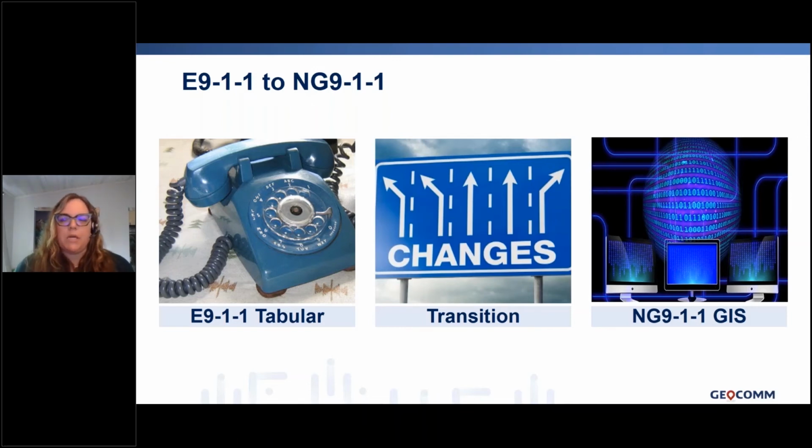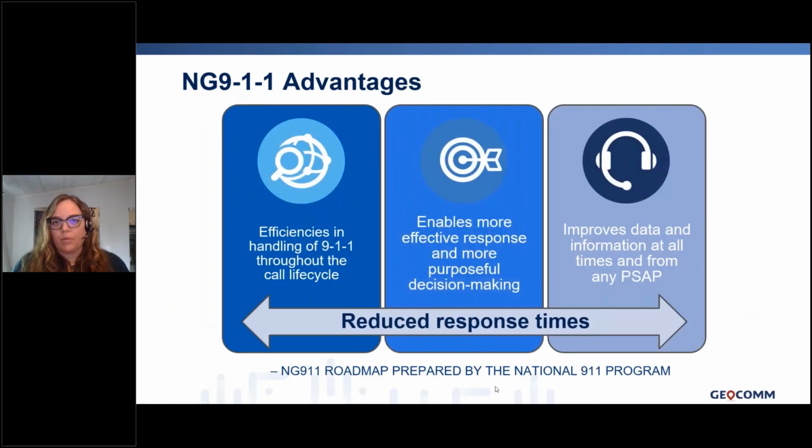So there's a lot to think about, a lot to consider that we're going to go through, and you may be asking yourselves, well, why are we doing this? And the next slide is really about the advantages of next gen. What is the driving purpose? What is the reason that we want to go through all of this time and effort to build the data in order to support these systems? And what it comes down to is these are a few of many, many benefits that go along with implementing a next-gen 911 solution. And it comes to efficiencies in handling of 911 throughout the call life cycle.